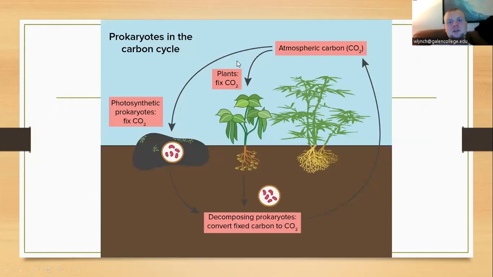So here we take atmospheric carbon in the form of carbon dioxide. Plants are able to fix this carbon dioxide during their metabolic reactions. Photosynthetic prokaryotes are able to fix the carbon dioxide as well. Decomposing prokaryotes are able to convert fixed carbon back into carbon dioxide, which then is passed into the atmosphere once more.